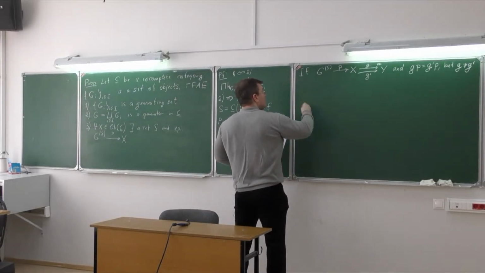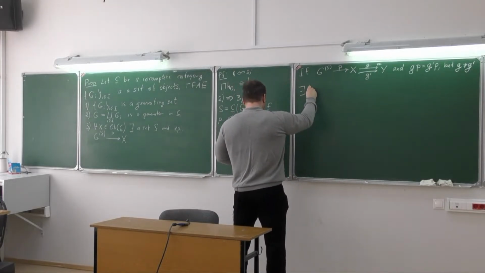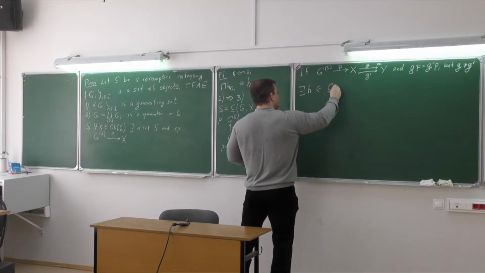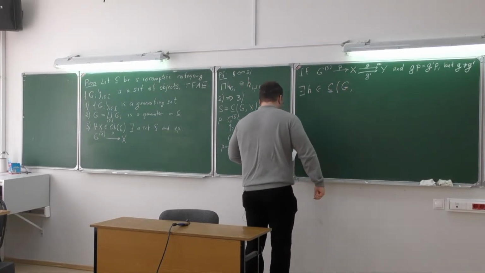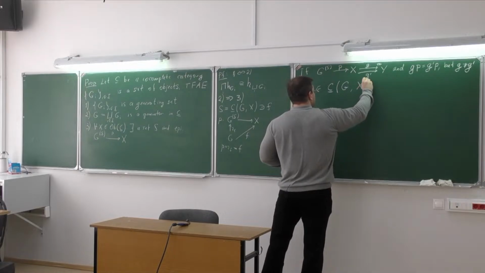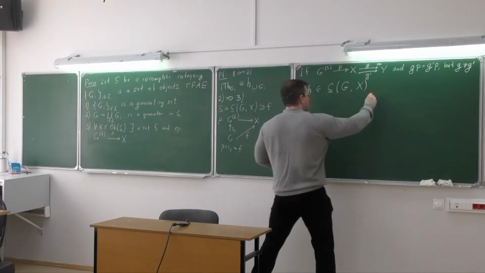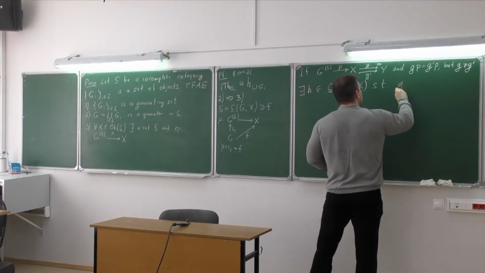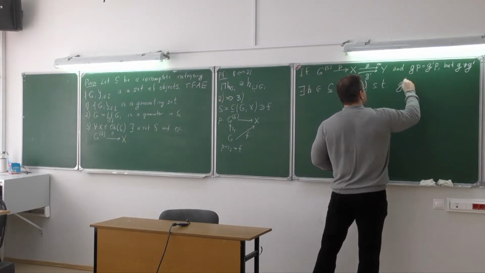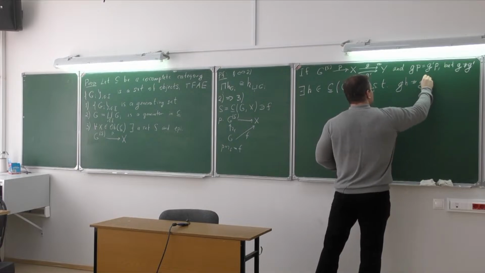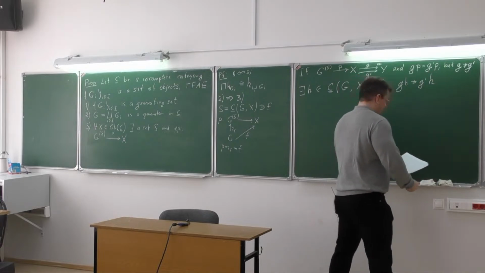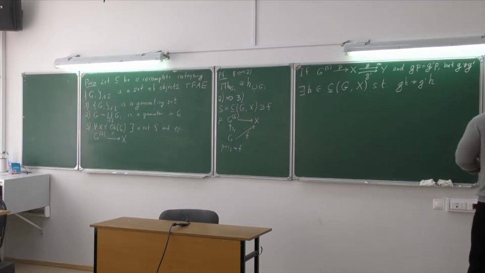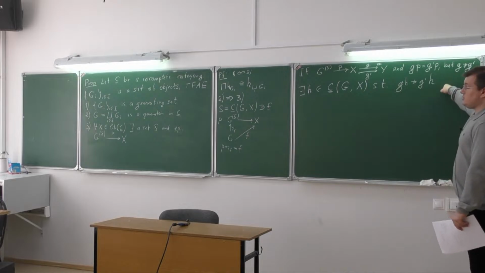Well, I can claim that there is a map h in the category C from the generator G to the X, such that if I take the composition of g with h and g prime with h, I'll get two different maps. Do you see why there is such an h?